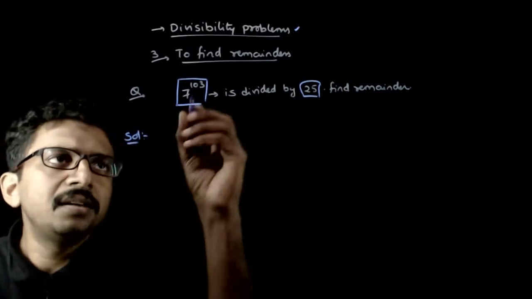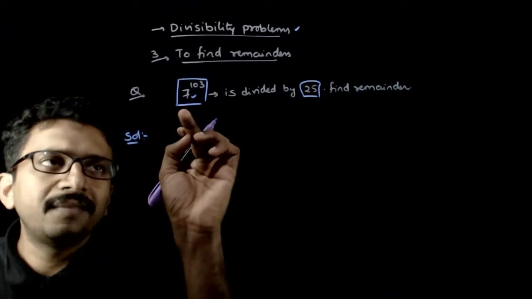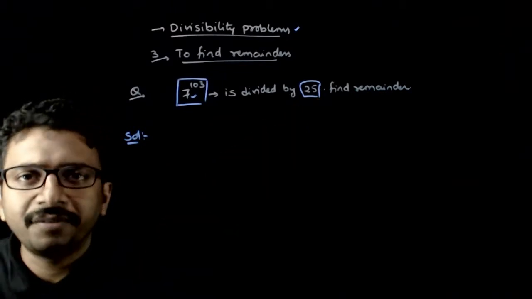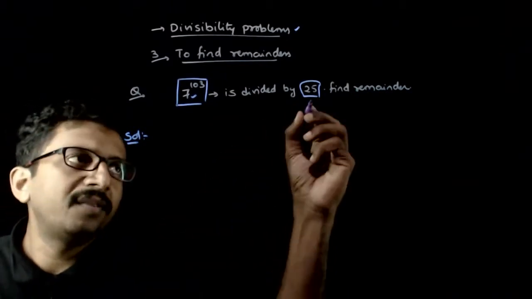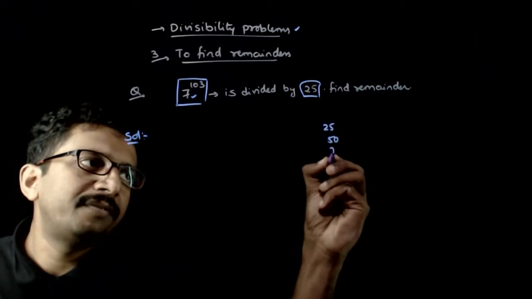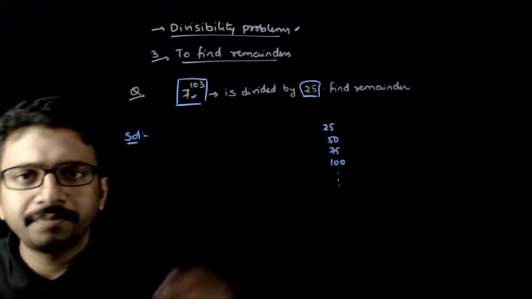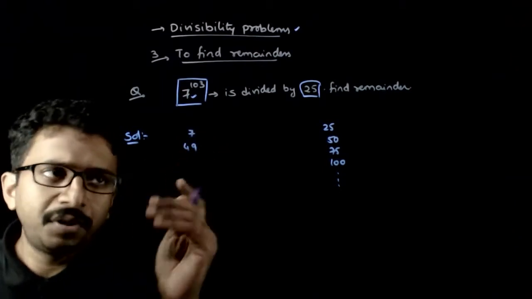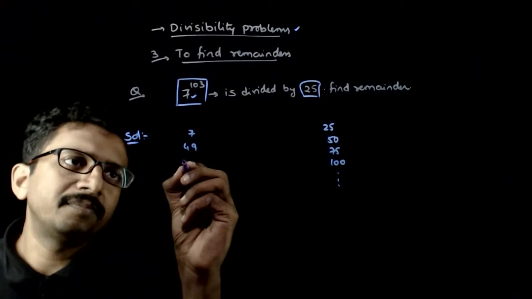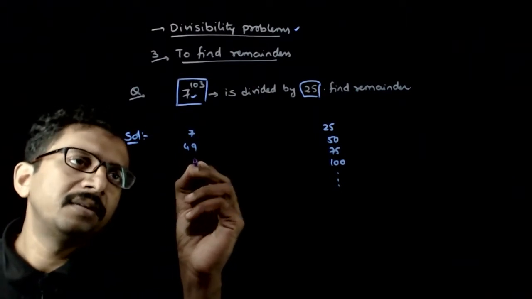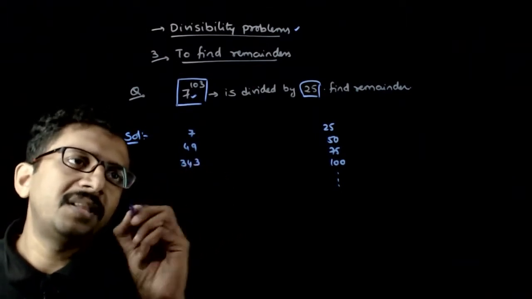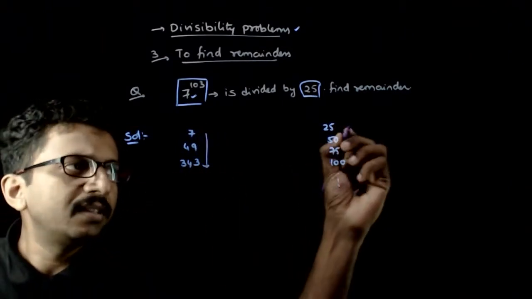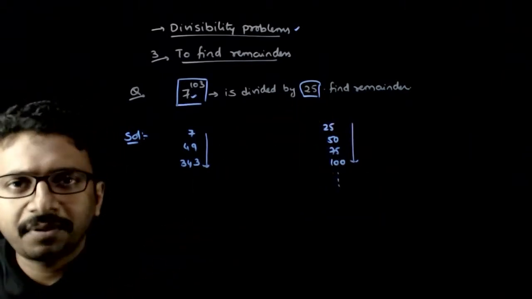So the technique here is you have to find the power of 7 which is very close to a multiple of 25. The multiples of 25 are 25, 50, 75, 100, and so on. And the powers of 7 are 7, 49, then 49 into 7 is 343, and so on. So these are the powers of 7, and these are the multiples of the given number.